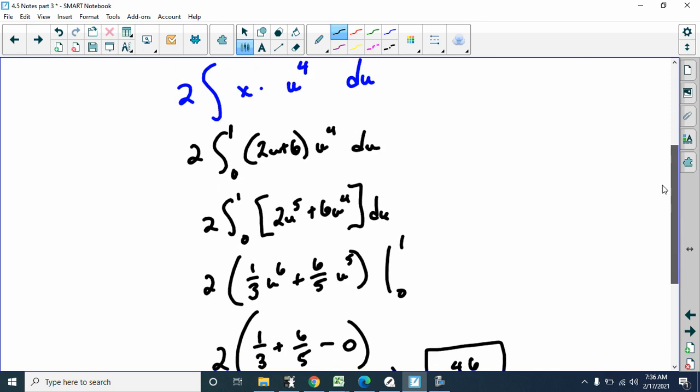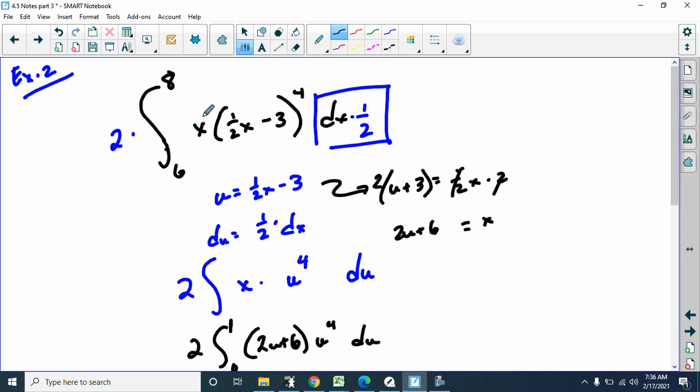And that's it. That's the end of the notes. So again, if there's an extra variable out front after you find your du and replace, you're going to solve the u equals equation for x. You can replace x with that, and then you can distribute and integrate.